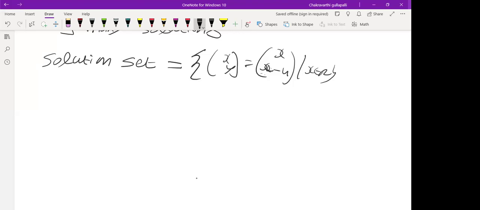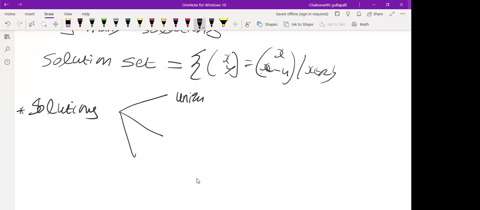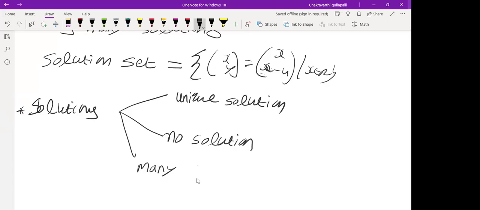Okay. So what are the types of solutions? There are 3 types of solutions: unique solution, no solution, and many solutions. So let us see how to identify them.